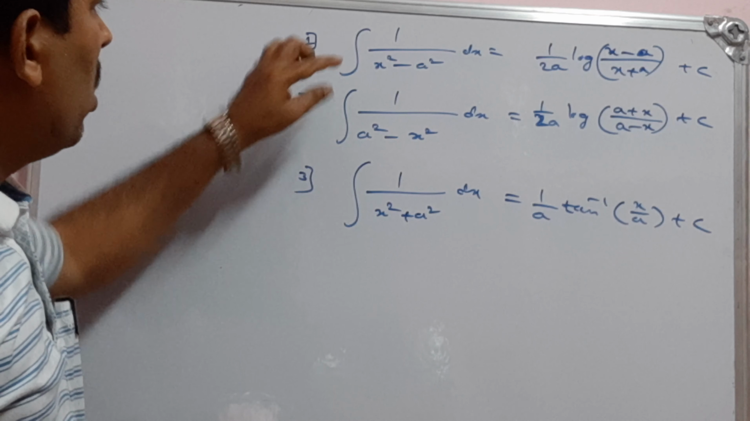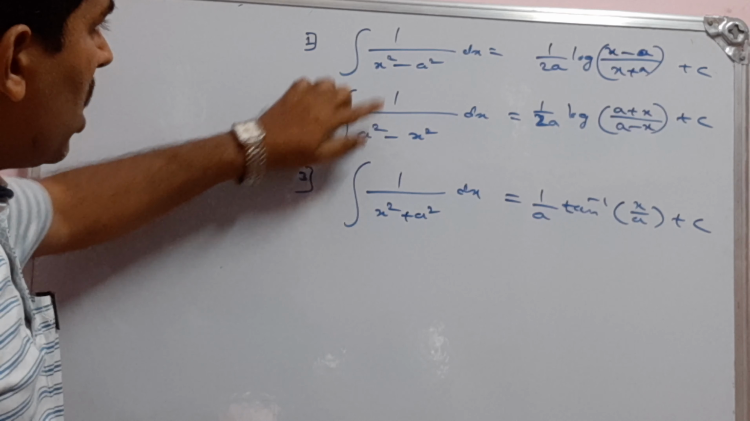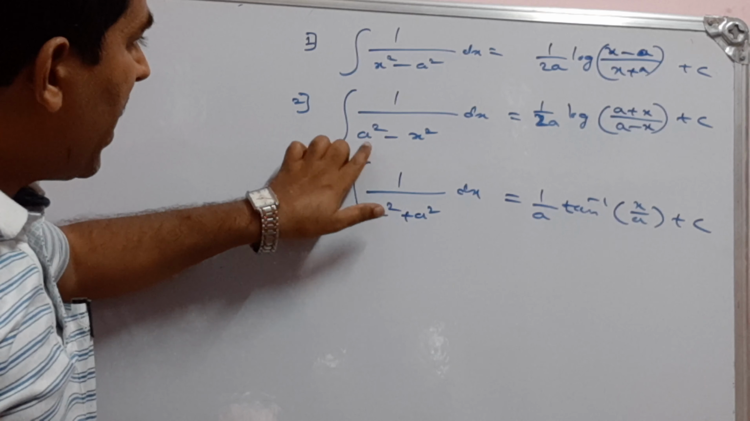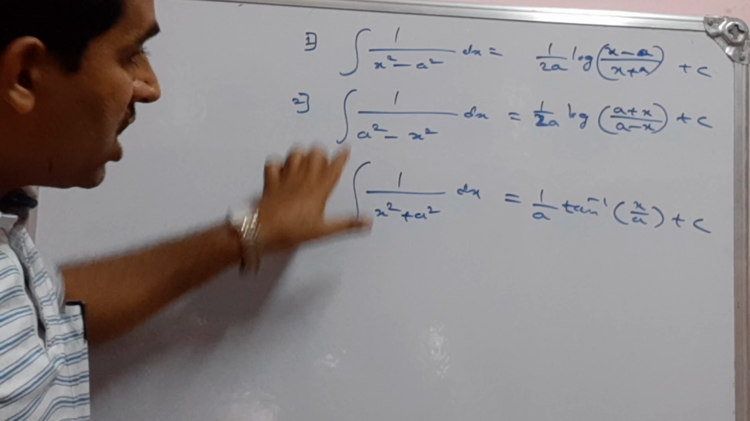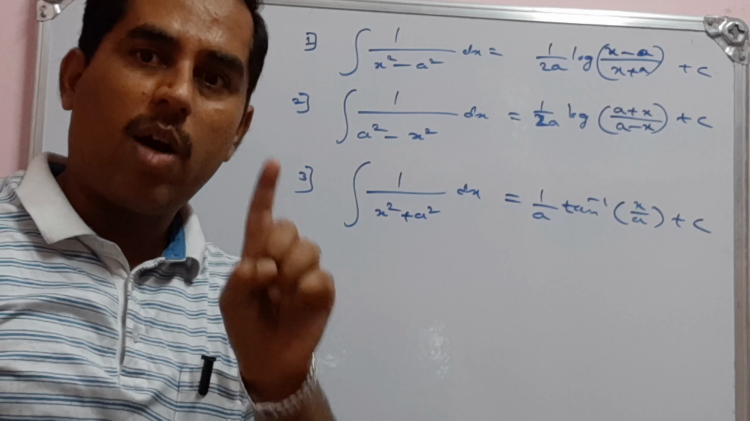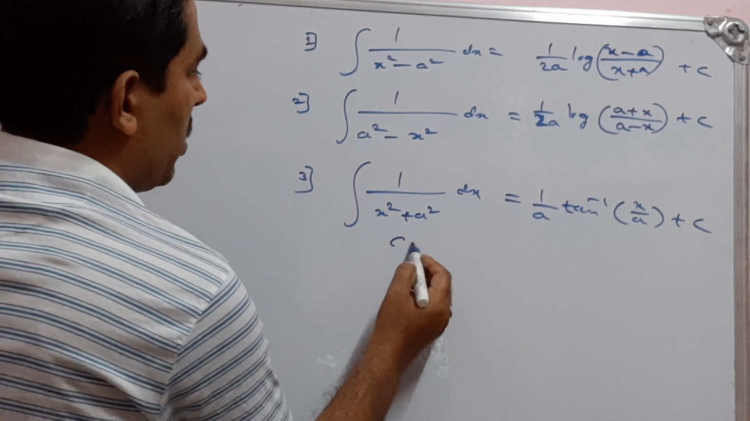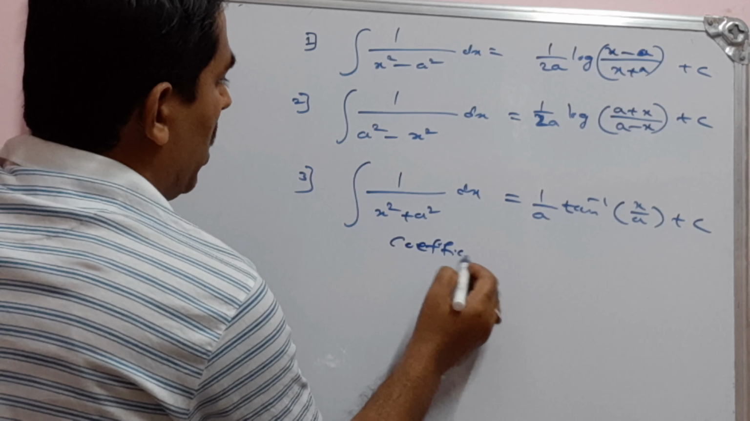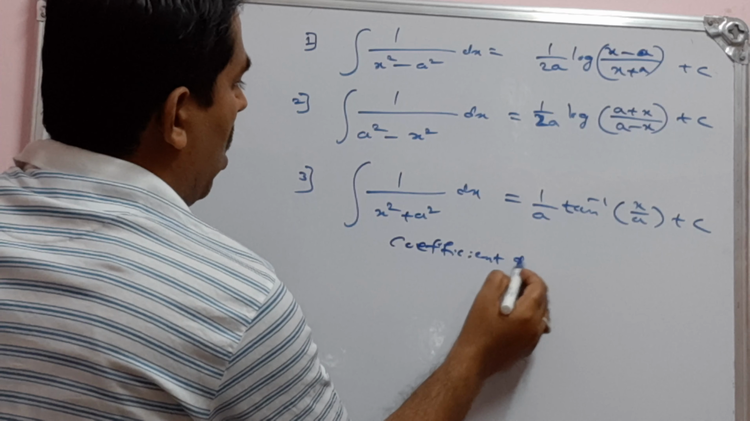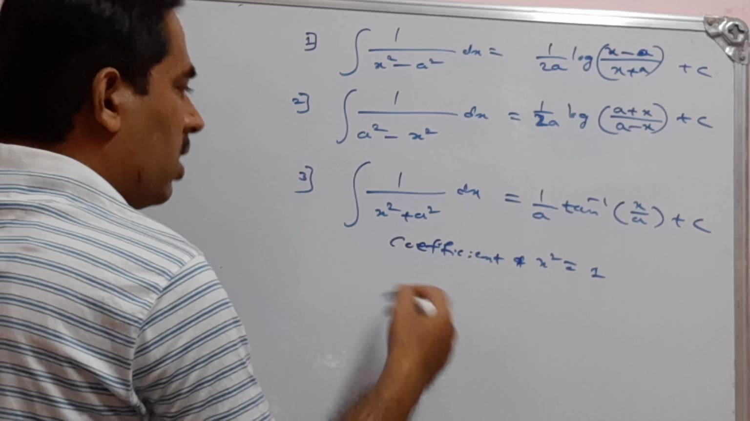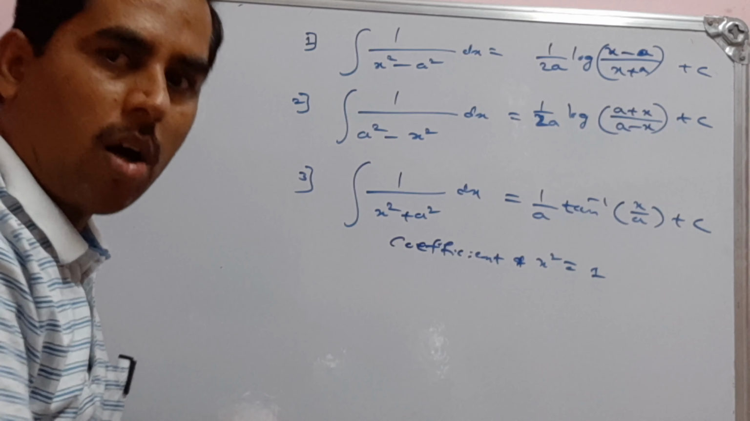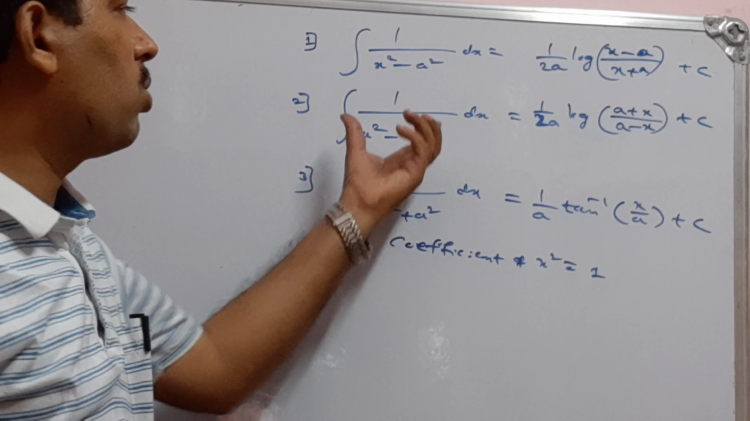Observe this. In all the results, forget about this a. A is a constant. The coefficient of x square in all these forms should be unity or 1. So what is our observation here? The coefficient of x square should be 1. If the coefficient of x square is other than 1, then take that as a common factor, then make use of these results.